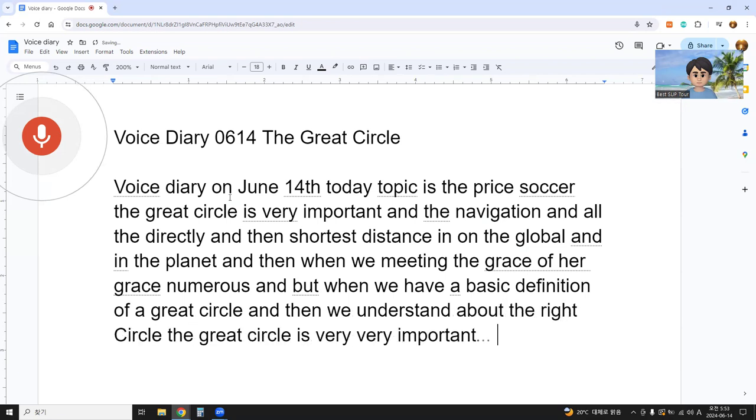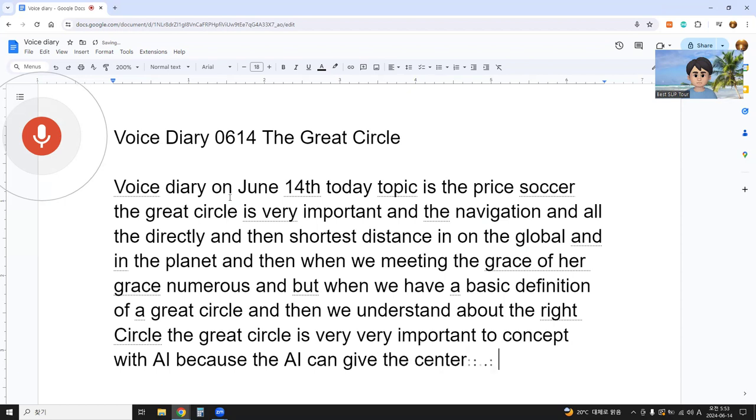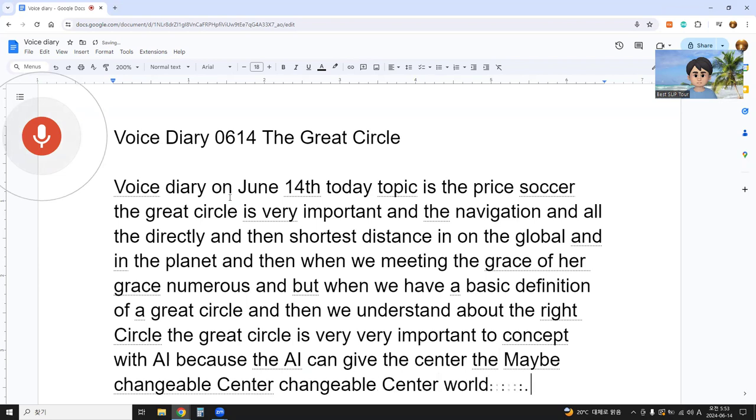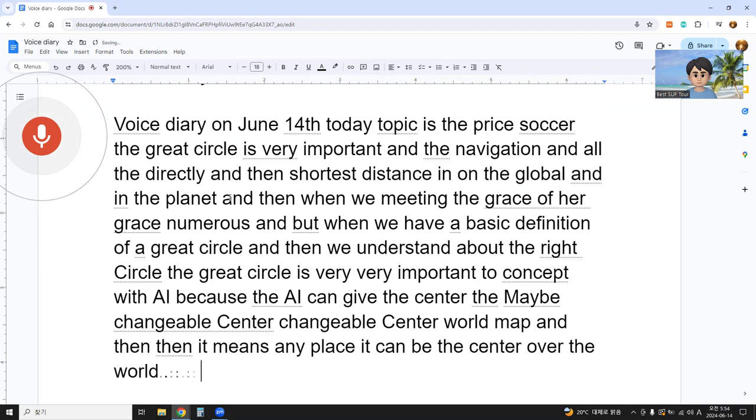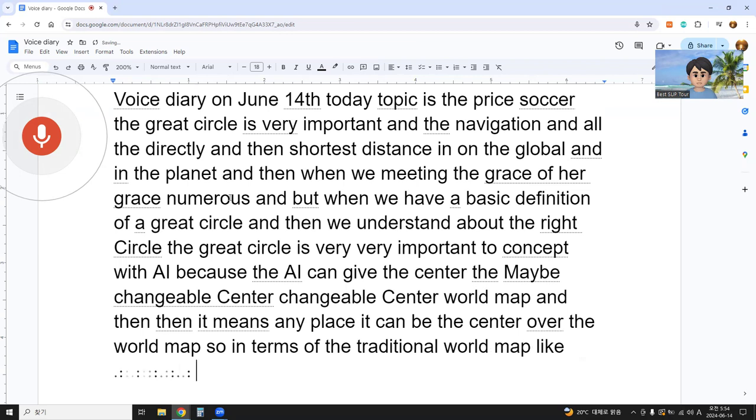The Great Circle is a very important concept with AI, because AI can give a changeable centered world map, which means any place can be the center of the world map. In terms of the traditional world map, like Mercator's, we have one great circle, that is the equator.